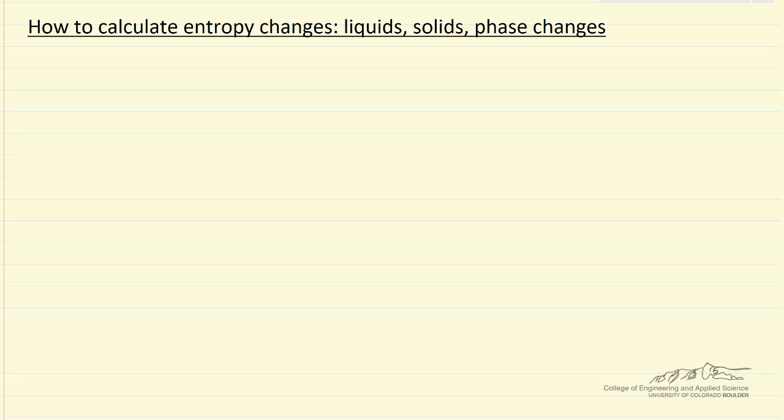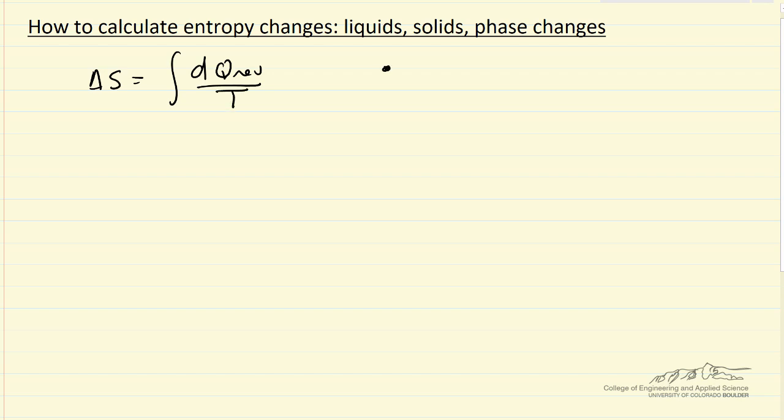Here we're going to look at how to calculate entropy changes if we have a liquid or solid, temperature changes, or if we go through a phase change from, say, a liquid to a gas. And the way we're going to do this is to start with our definition of entropy change, which is the integral of dq reversible over T, where T is absolute temperature.